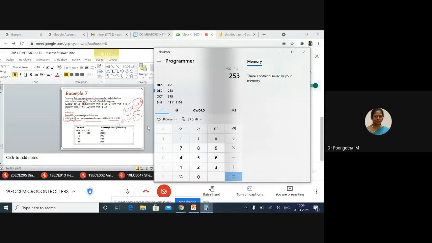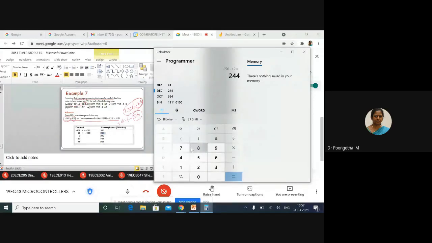Similarly, minus 12 அப்படின்னா 256 minus 12. What is the answer? 244. F4 is the initial value. F4 is the initial value. So 12 clock cycles are required to set your overflow flag status. Okay. And next one, 48.